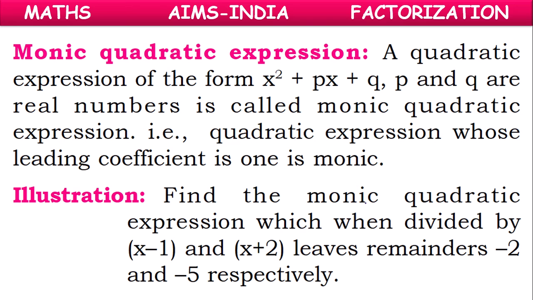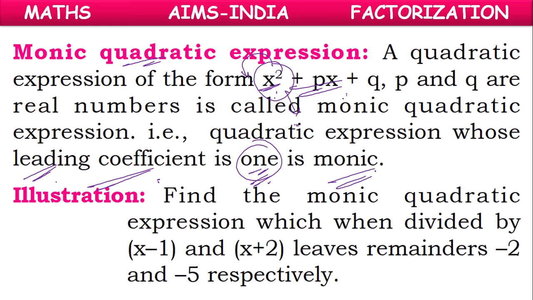Monic quadratic expression means the leading term is the main term of the quadratic expression. It is called the leading term, and the coefficient before the leading term is called the leading coefficient, which is always 1. Then that type of quadratic expression is called a monic quadratic expression.